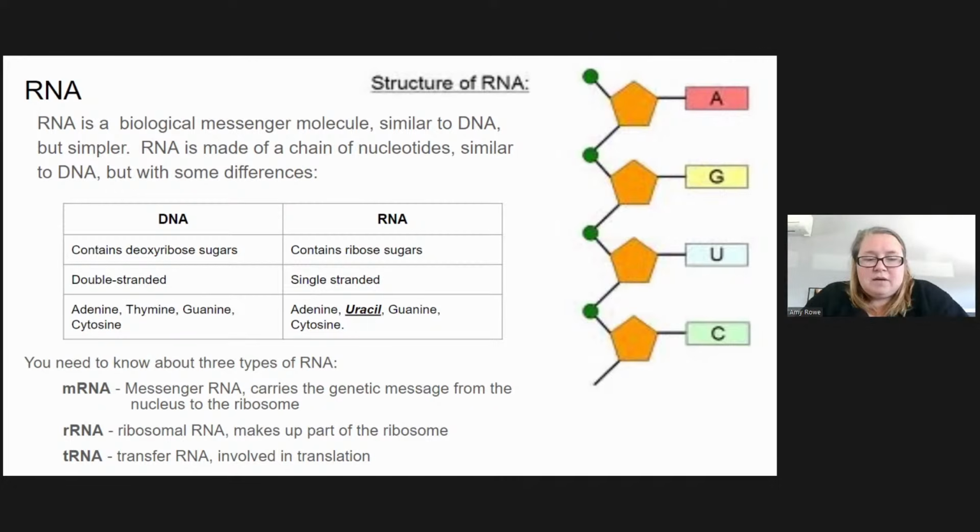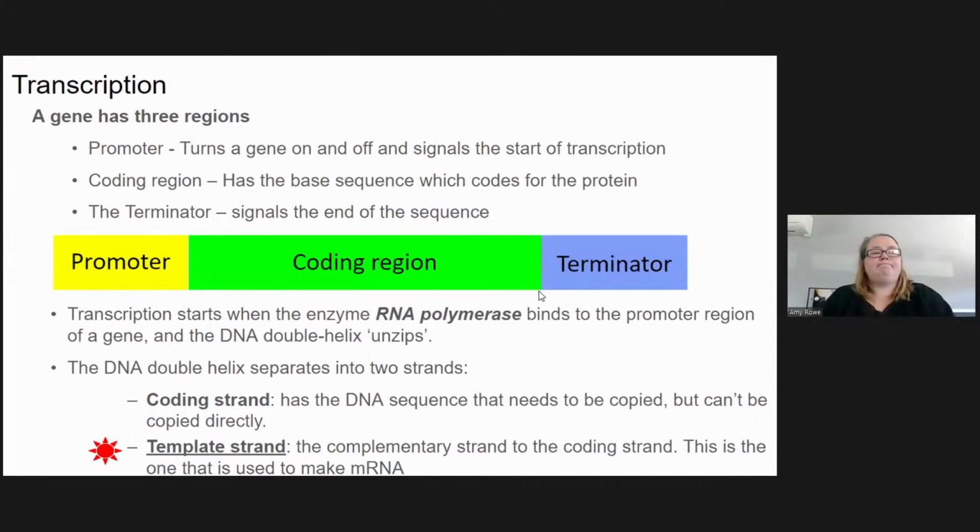There are three types of RNA we talk about in the standard. The first one is mRNA, or messenger RNA. As we know, it carries a genetic message from the nucleus to the ribosome. We have rRNA, which is ribosomal RNA, and it makes up part of the ribosome, which is responsible for translating our mRNA sequence into a polypeptide chain. And then we have tRNA, or transfer RNA, and that's also involved with the ribosome and translating our mRNA strand into a polypeptide chain.